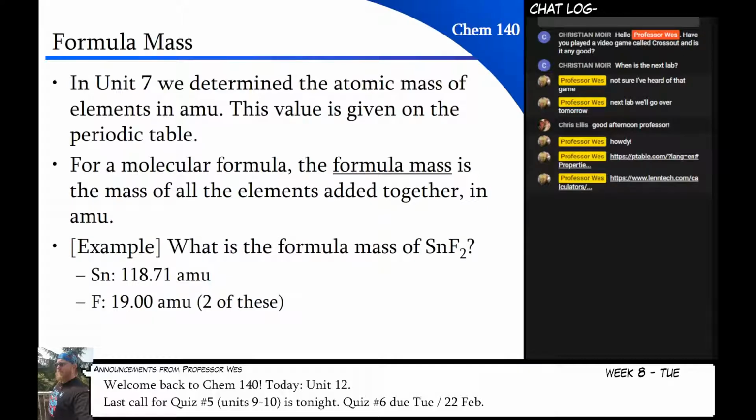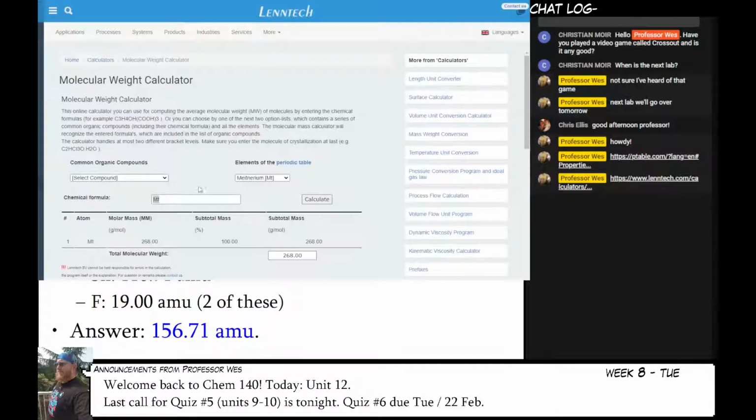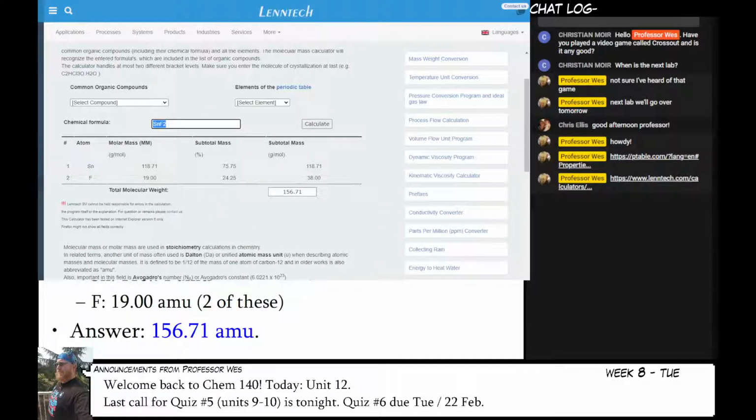So, for instance, if I wanted you to tell me what the mass of SnF2 was, or tin(II) fluoride, you could do that by adding these numbers up off the periodic table. And this is the result that I got when I did that. Or, you know, we could just go to Lenntech and type it in here. So, doot, boop. And look how close it gets. That's real good.